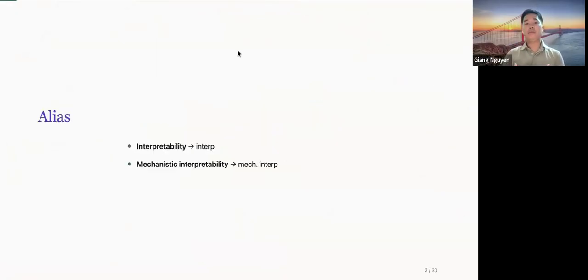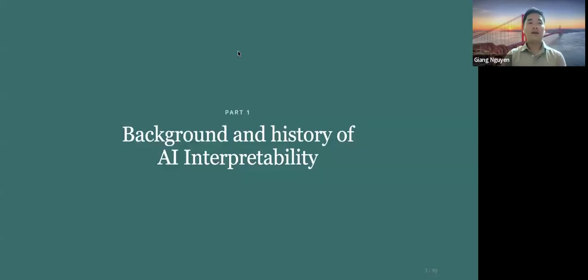So a quick housekeeping before we start. Interpretability is really a tongue twister for me. So sometimes I will just say interp for short, and mechanistic interpretability, I will shorten to mech interp. So okay, let's just dive in.